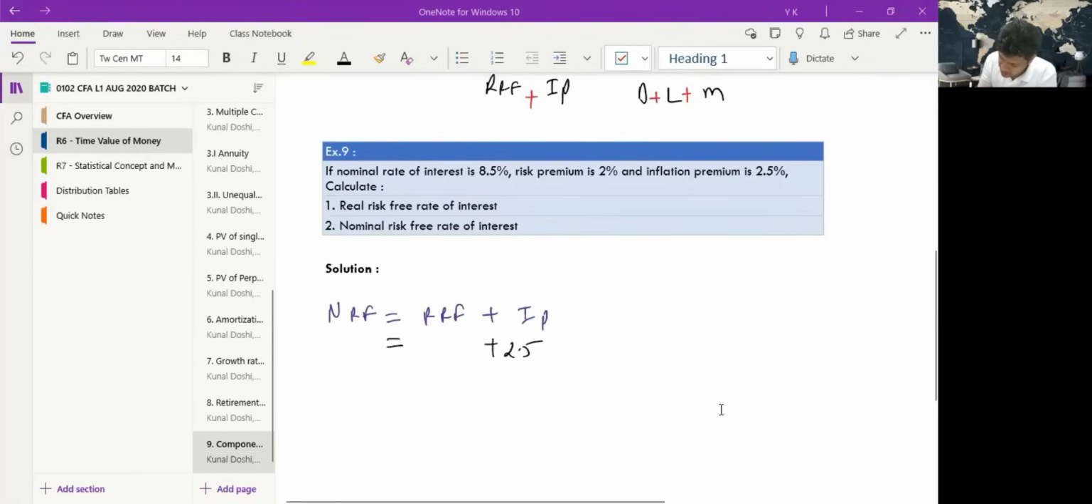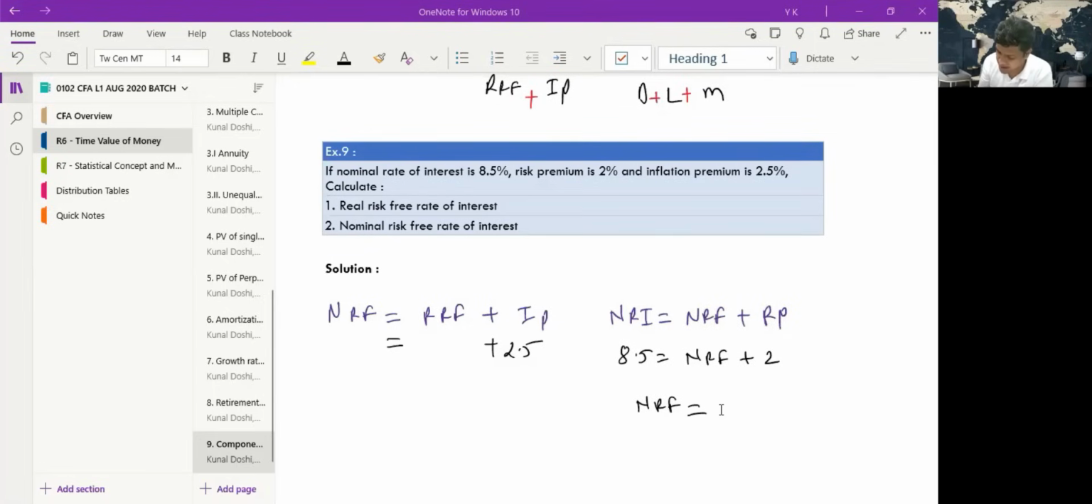But you are given the nominal rate of interest. I know that the nominal rate of interest is nominal risk-free plus risk premium. So here the nominal interest rate is given to me as 8.5. I don't know what the nominal risk-free is, and the risk premium they've given me is 2%. So based on this, I will get the nominal risk-free rate, which is 8.5 minus 2, 6.5%. Everyone with me?